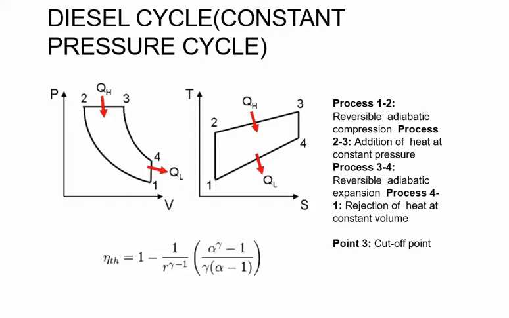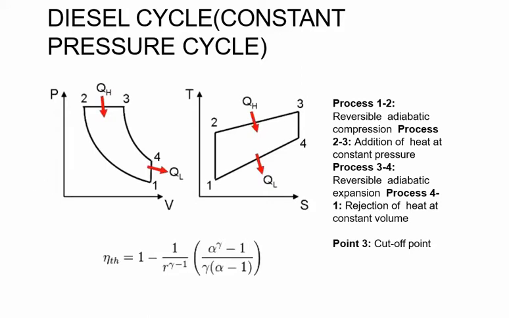Its efficiency is 1 minus 1 by r raised to the power gamma minus 1, into alpha raised to the power gamma minus 1, by gamma times the bracket of alpha minus 1. Here alpha is the cutoff ratio.